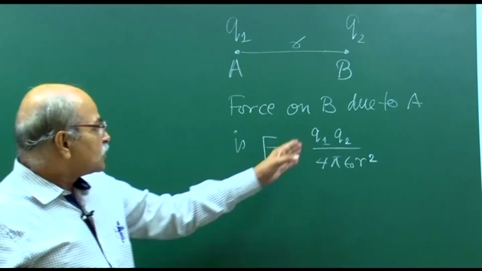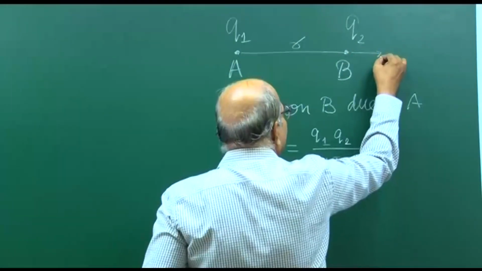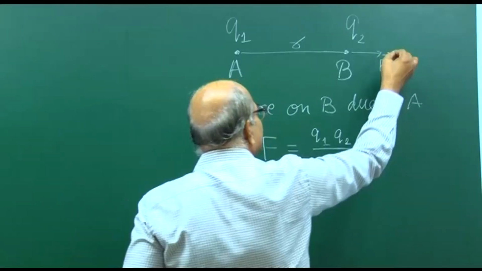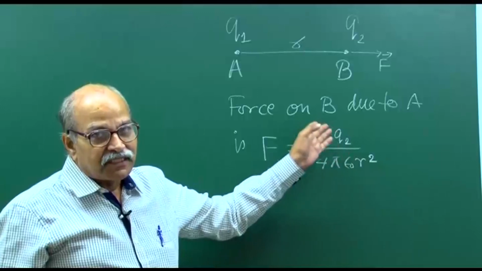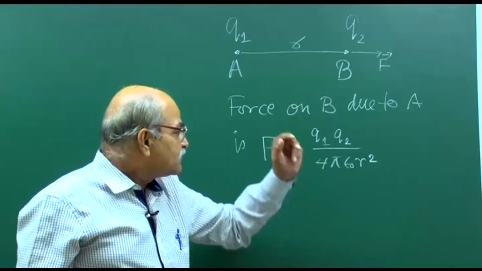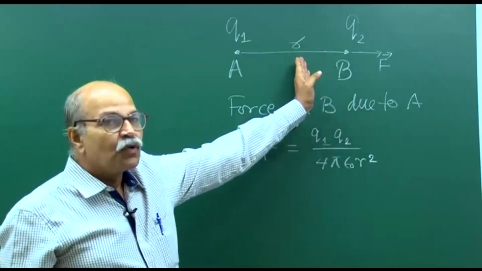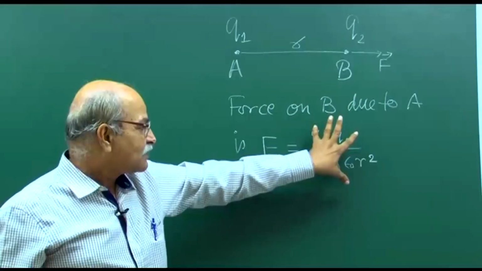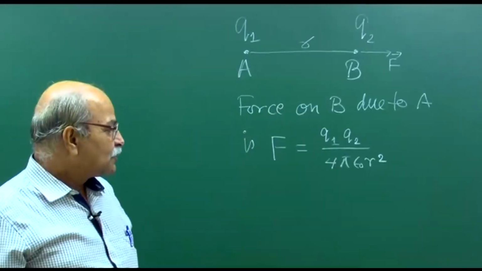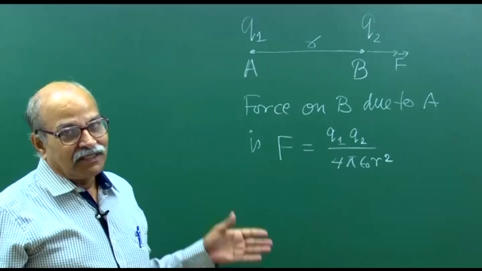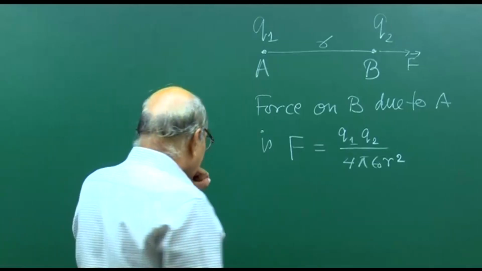And the direction of force on B will be away from A. So, this will be the direction of this force. If this product is negative, one is positive charge, another is negative charge, then the direction will be towards A and the magnitude will be just the magnitude of this. So, that is known as Coulomb's law. Everyone knows that is the starting point of any chapter on electrostatics. All right.